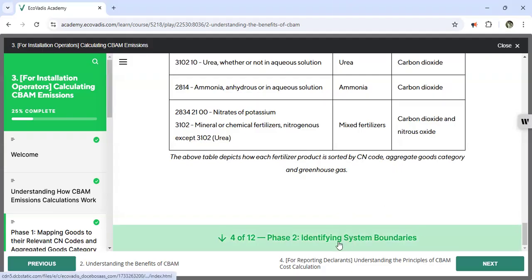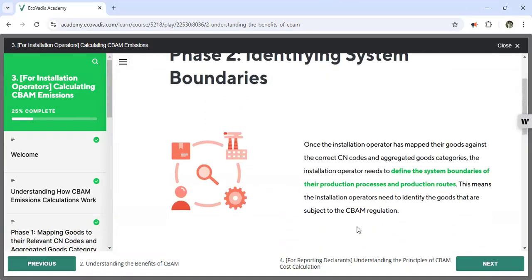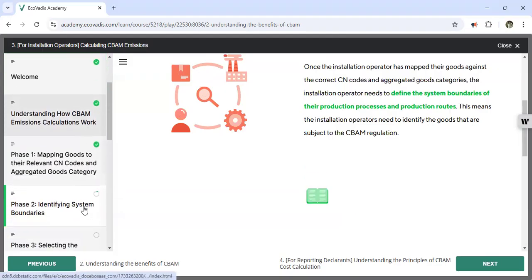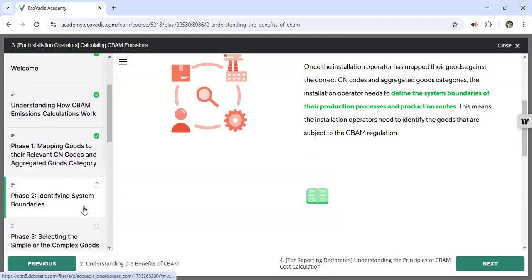Phase 2. Identifying system boundaries. Once the installation operator has mapped their goods against the correct CN codes and aggregated goods categories, the installation operator needs to define the system boundaries of their production processes and production routes. This means the installation operators need to identify the goods that are subject to the CBAM regulation.